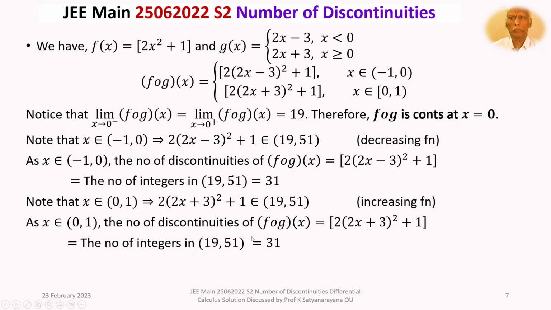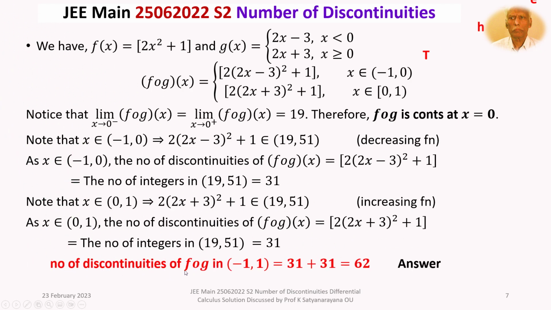So we have now found the number of discontinuities. 31 plus 31, that is 62. The number of discontinuities of f composed g in the open interval -1 to +1 is equal to 31 here, 31 there, that is 62. That's your answer.